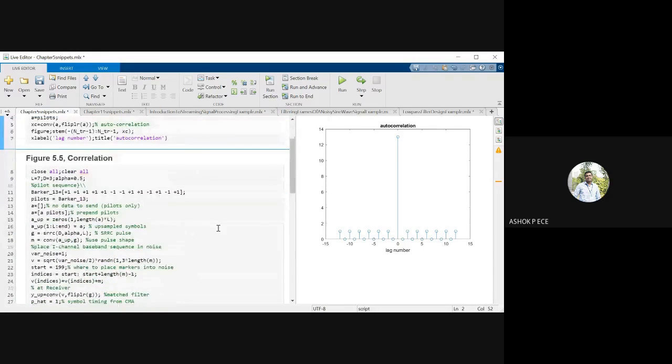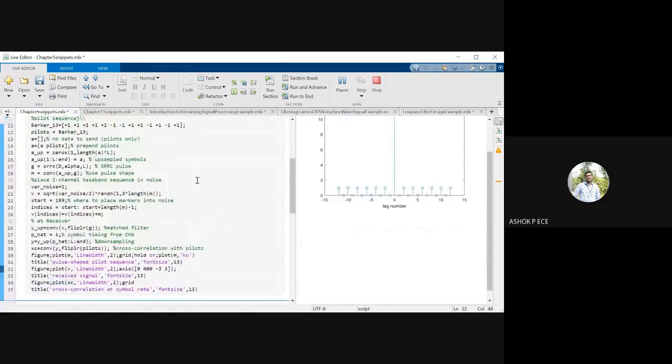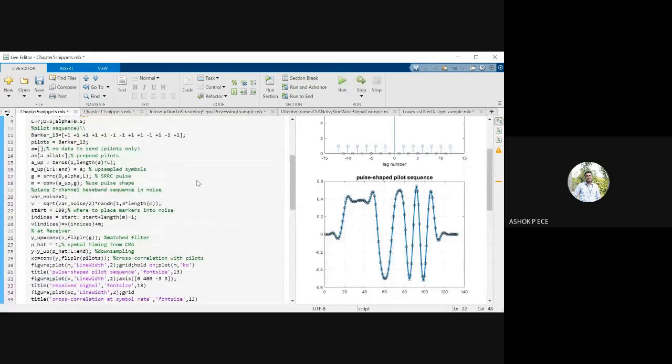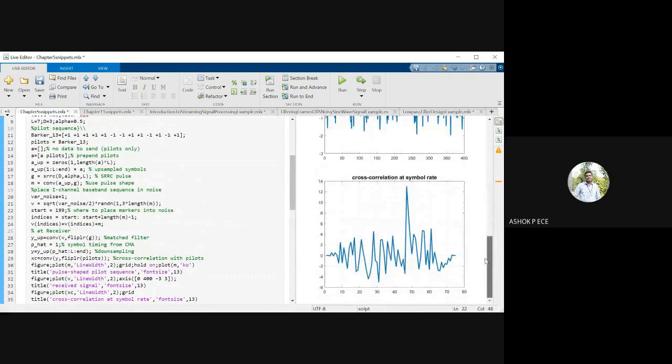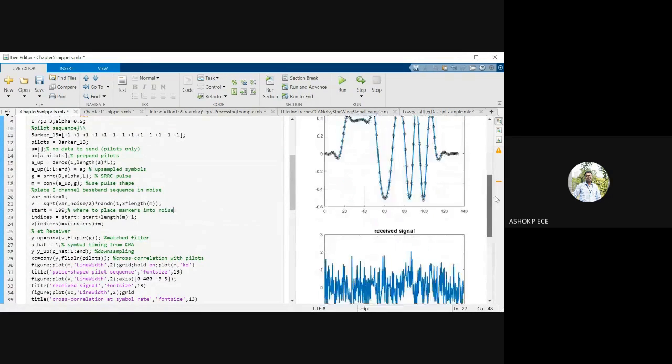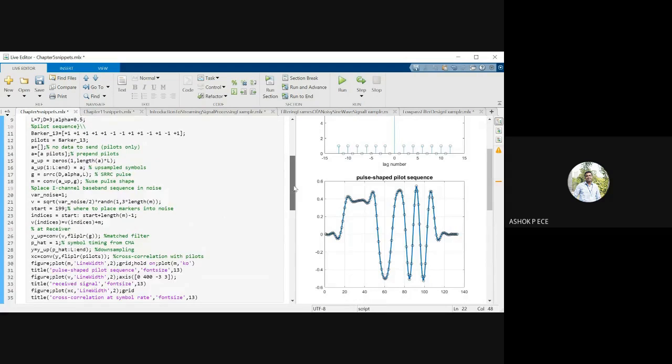And now I'm again doing the same PAM. We are going to see what is the received signal and the pulse shape. This is the received signal and this is the cross correlation. See, autocorrelation is between symbols. What is cross correlation? You find cross correlation between signal and noise.